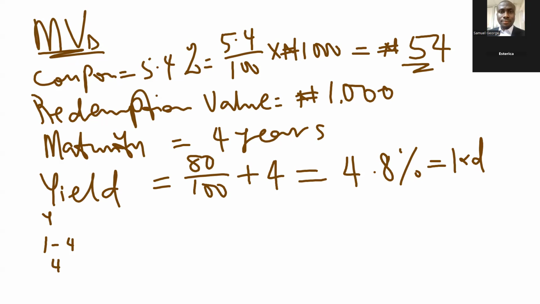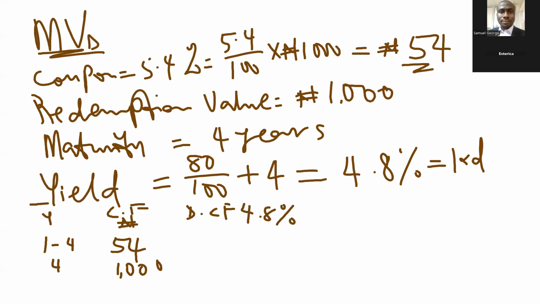I have cash flows as well in naira. Bond, year 1 to 4, 54 naira. In year 4, redemption value 1,000 naira. Our discount factor is going to be 4.8%. So what is the annuity factor? Since we have constant cash flow, what is the annuity factor of 4.8% for 4 years?